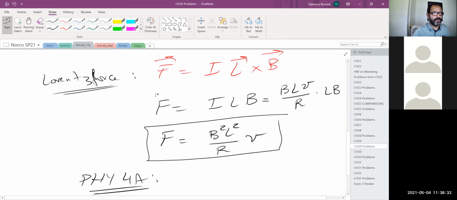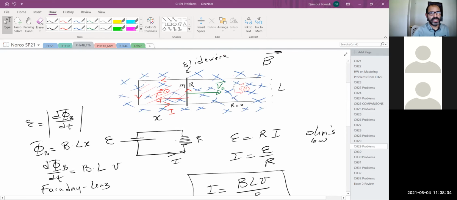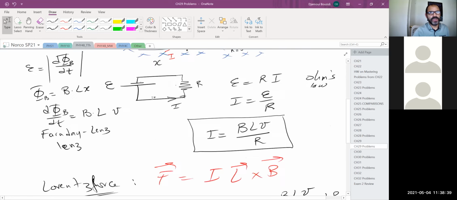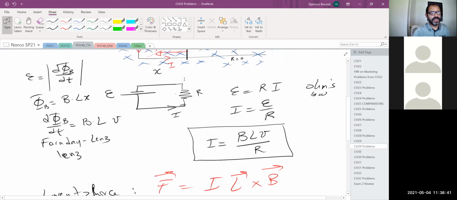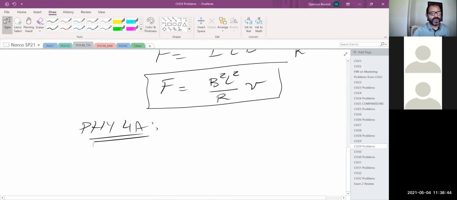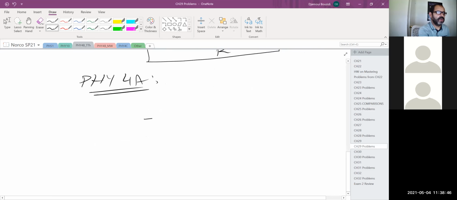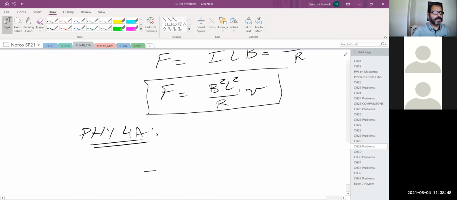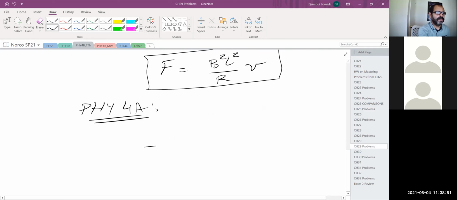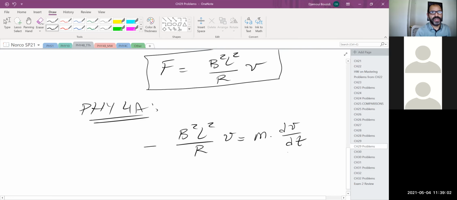I have a mass for the wire, and it's moving this way, and I have a force opposite to the direction of motion. So if I apply Newton's law in this case, in the x direction, there is only one F equals ma, and the F is going to be equal to minus this expression, B squared L squared over R times V, is equal to ma, and a is just the derivative of V with respect to time. This is an expression that I can integrate. All we have to do is manipulate stuff.